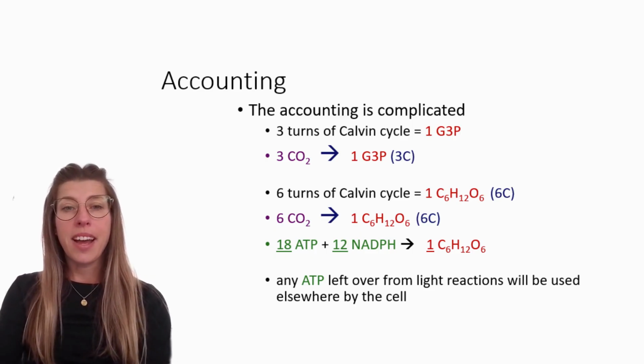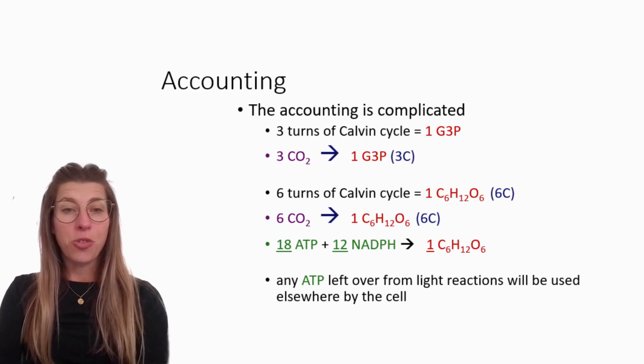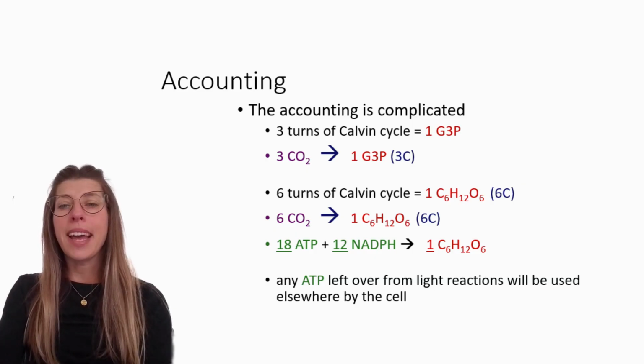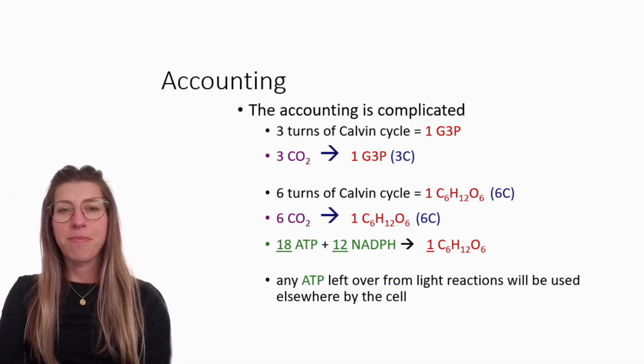In the end, it's 18 ATP, right? 9 ATP for each 3 turns for the carbon to come in. 12 NADPH, right? Because it takes 6 NADPH per 3 turns. So 18 ATP, 12 NADPH to create that 1 glucose molecule. If there happens to be any ATP left over, remember, this is theoretical yield and use of energy, but doesn't actually mean in reality sometimes. So if there is ATP left over from the light reactions, it will be used elsewhere by the cell.